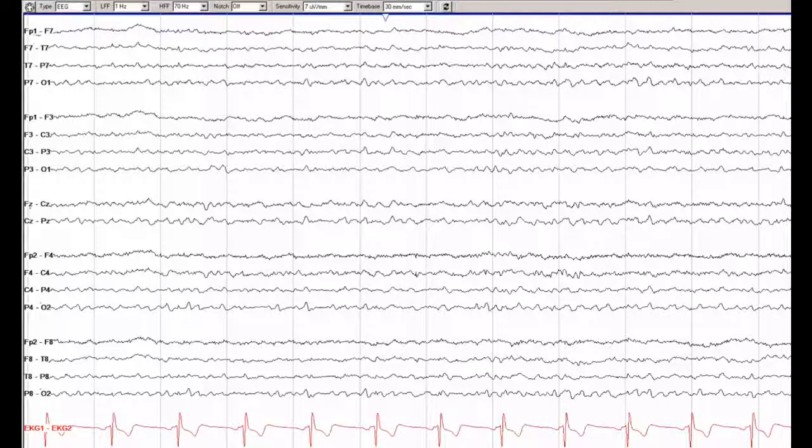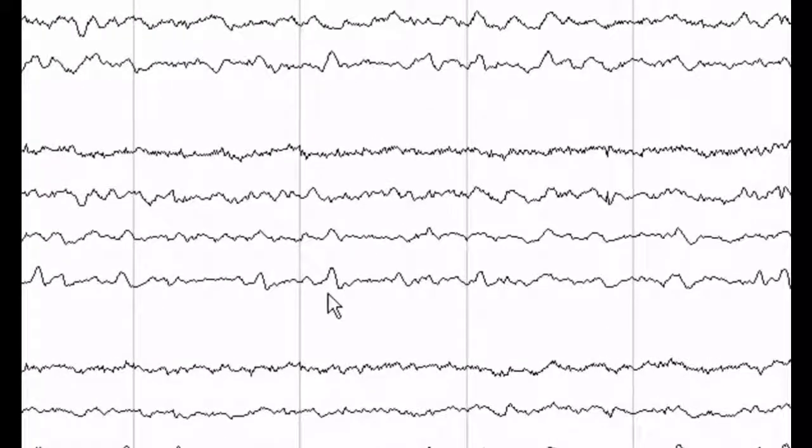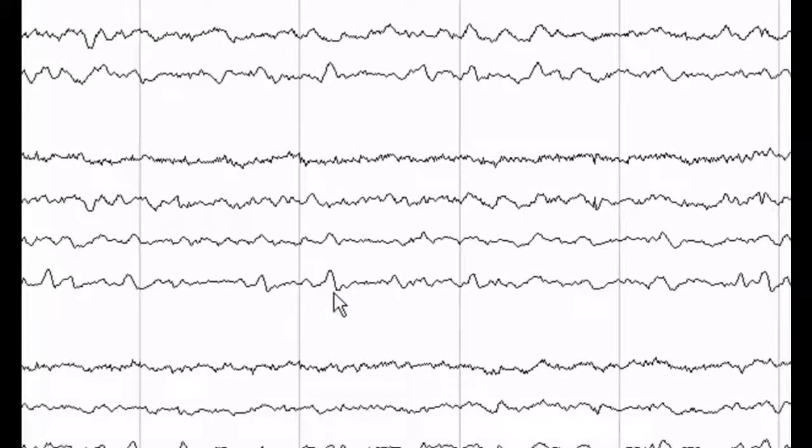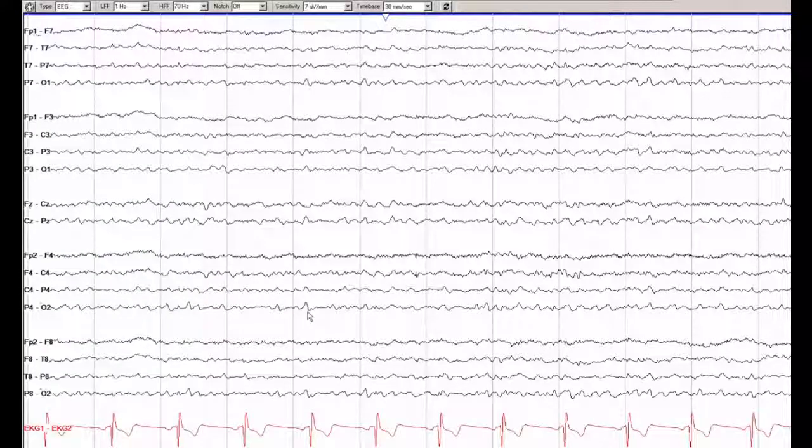In addition, I would like to focus your attention to the posterior aspect of the head, where we see several slightly sharply contoured waveforms, which I will point out here. You can see that these waveforms have a sharp contour and they are upwardly deflected in the posterior channels of each chain. This would suggest that they are either electronegative more anteriorly or they are electropositive posteriorly. We can sort this out further by changing montages.